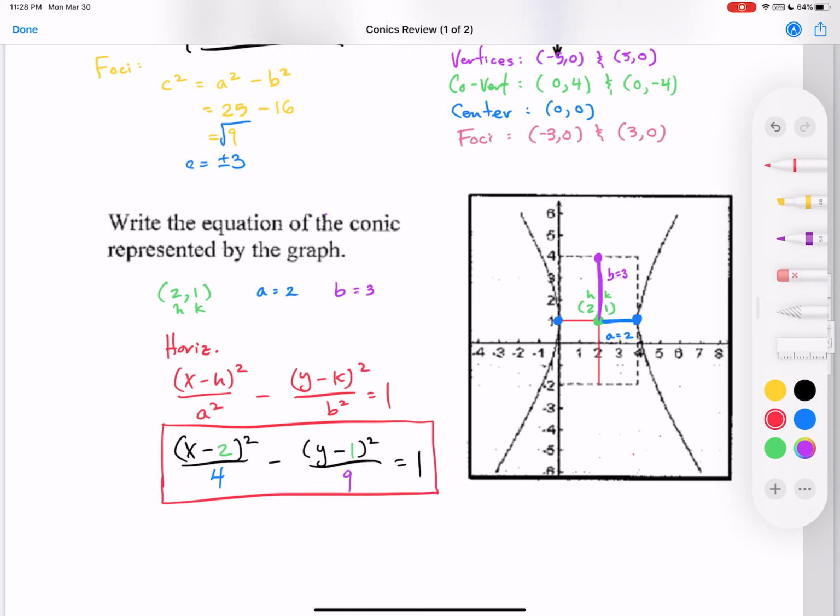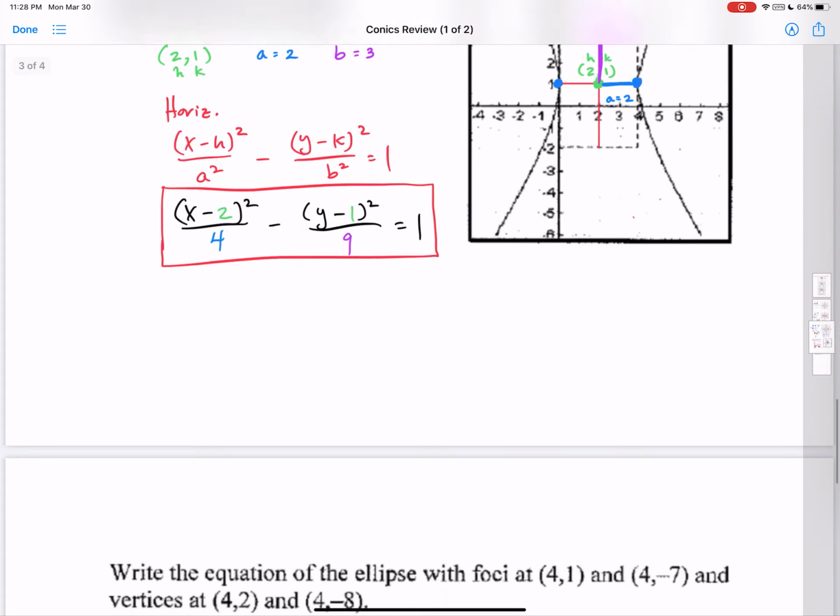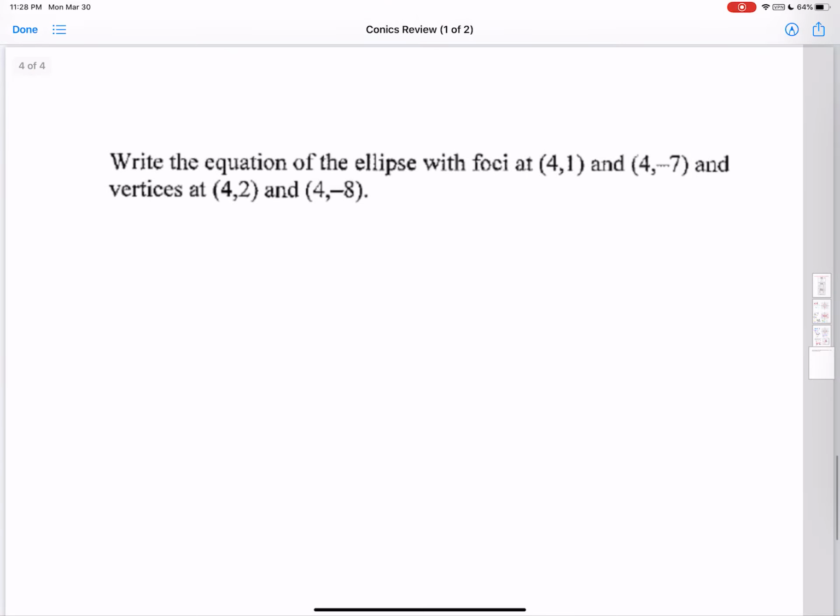All right, I've got one more problem for you, and this time it's a little bit different. Here we don't have a graph. They only gave us the foci and the vertices. And what we want to do is come up with the equation of something that looks like this. Now, to figure this out, we need to figure out, well, what's our center?